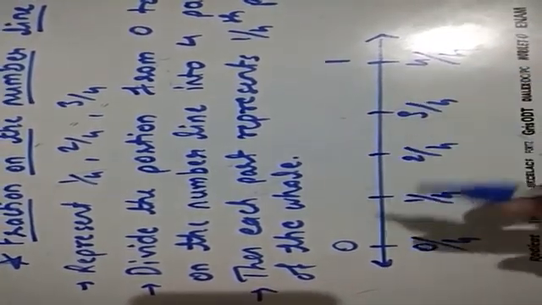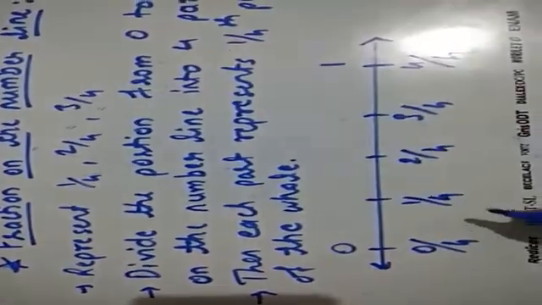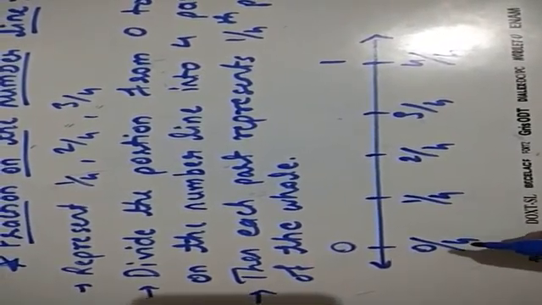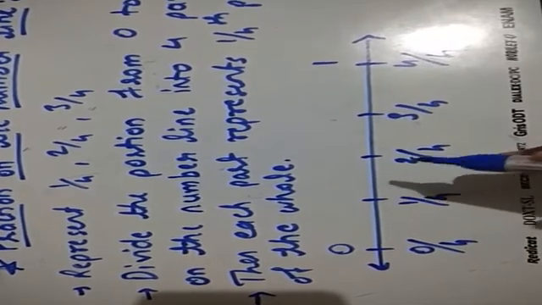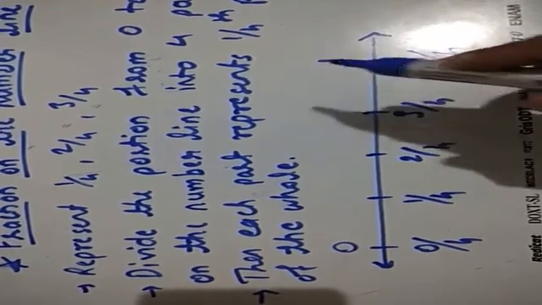on the number line from 0 to 1, that portion of the number line we are going to divide into 4 equal parts, as we have 4 as the denominator everywhere. So we will get 4 equal parts. Each part we will now mark with the fraction. 0 upon 4 will be the start, then 1 upon 4, 2 upon 4, 3 upon 4, and this is 4 upon 4. We know 4 upon 4 means 1 and 0 upon 4 means 0.